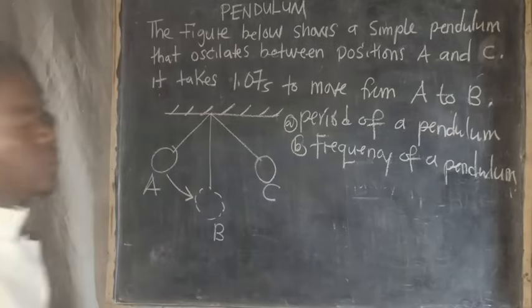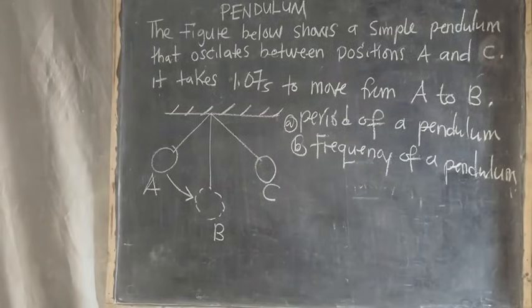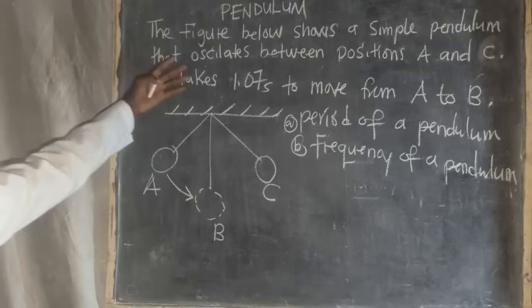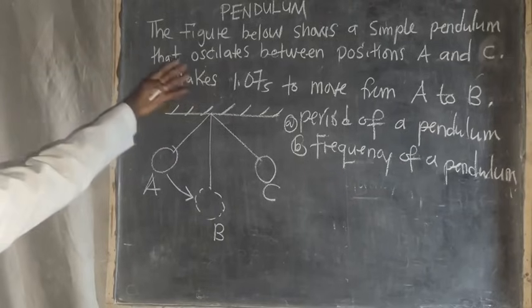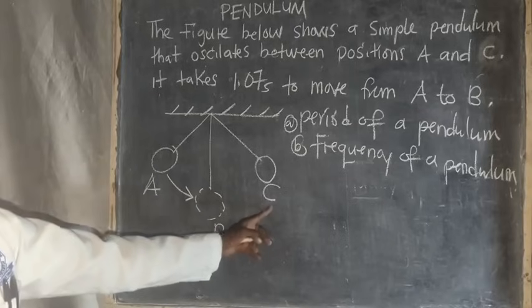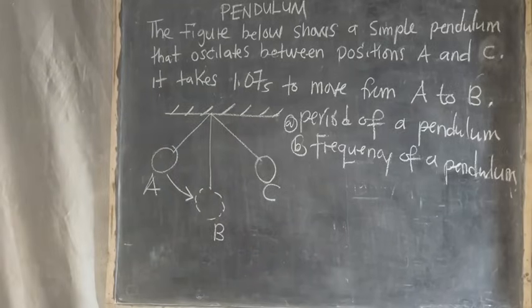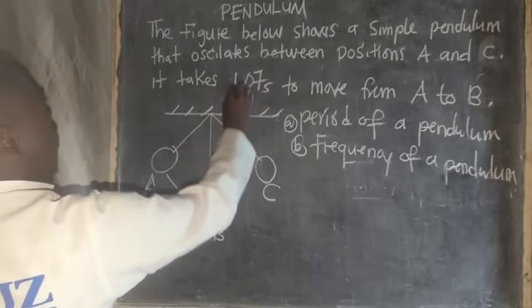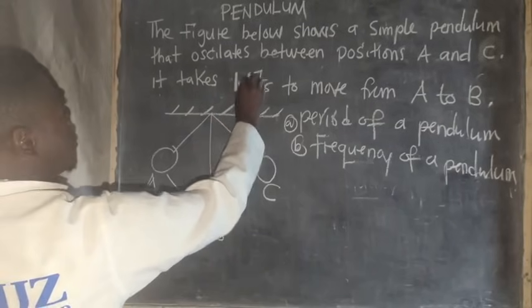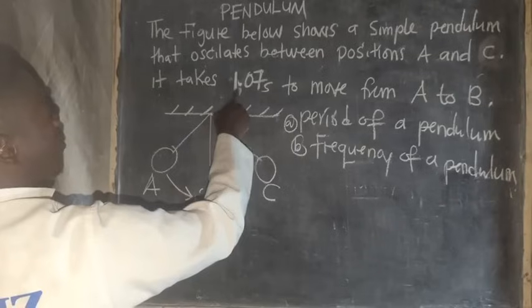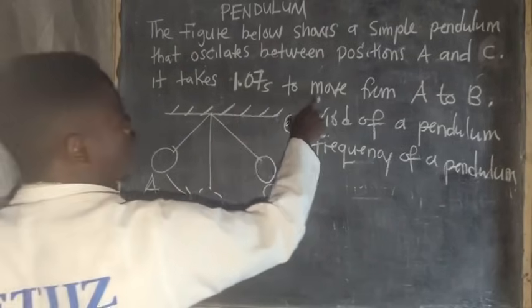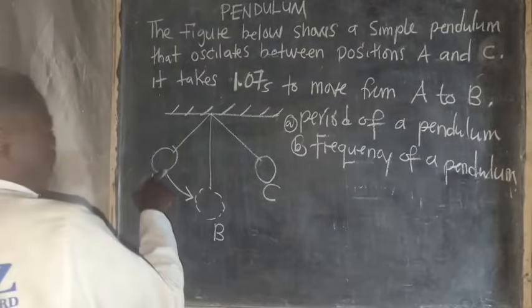How can we calculate this? Have you seen the way this particular question is? I want you to see how we are going to answer this question. This is how questions get to come in an exam. It will just be like this. Have you seen? So between position A and C, you are given the time here. It takes what? 1.07. So it takes 1.07 seconds to move from A to B.